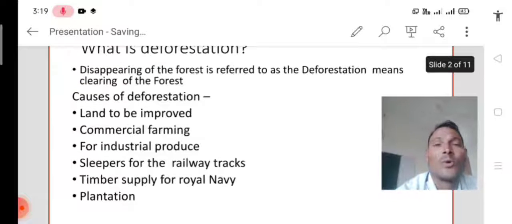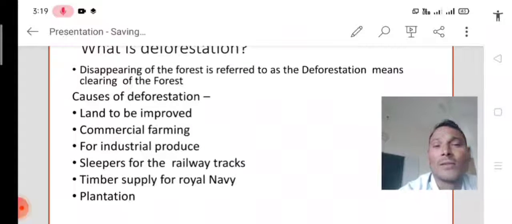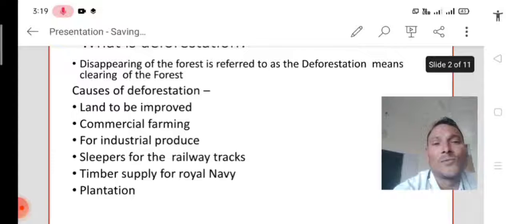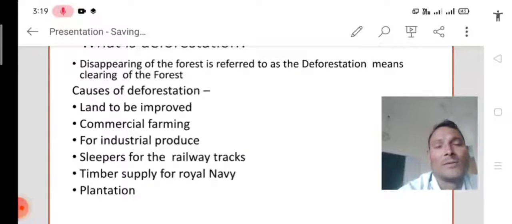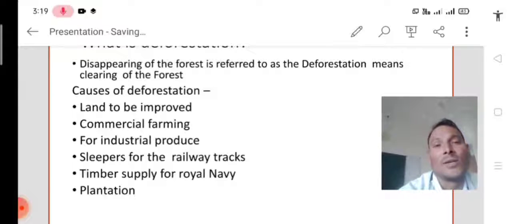Now we will discuss all these. Land to be improved: when the British government wanted to take tax, they cut the trees and improved the land for cultivation. Next is commercial farming, in which they took the farming or cultivation that benefited them, like indigo and sugar cane plantations. For industrial produce, they used our forest for their industrial purposes.